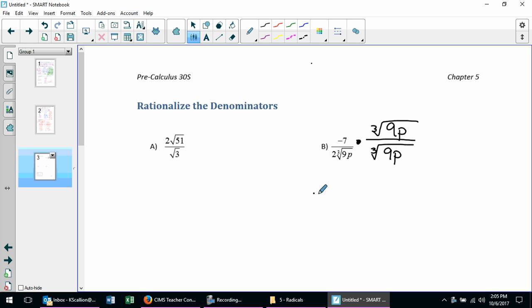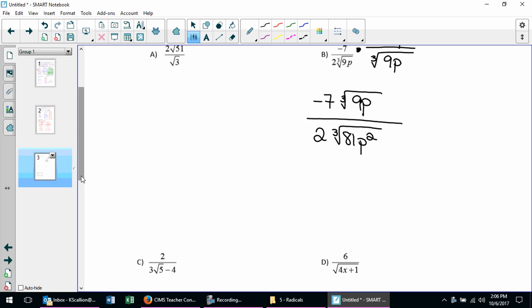So the numerator is going to be really easy. It's going to be -7 cube root of 9p. Easy peasy. The next one is going to be 2 times the cube root of 81 p squared. Anybody see my problem? Is 81 a perfect cube? No. Not a perfect cube. Is p squared a perfect cube? So I still can't cube root this.